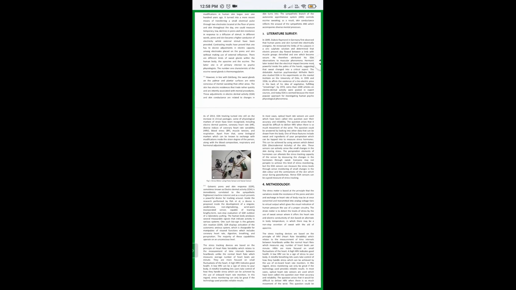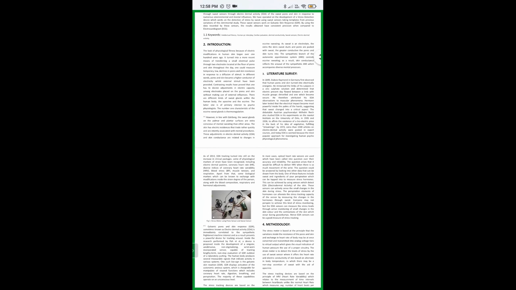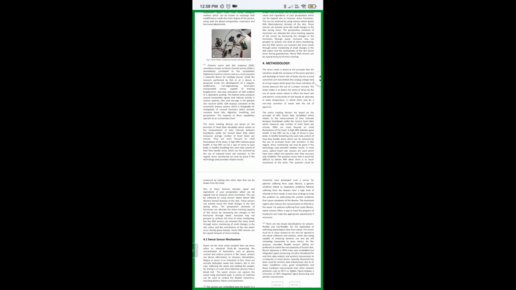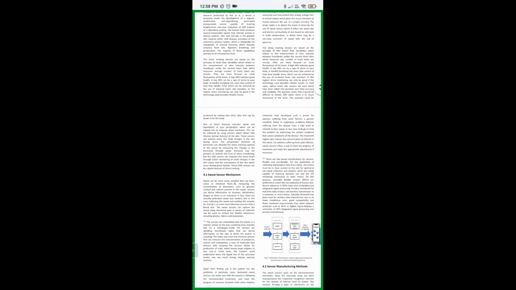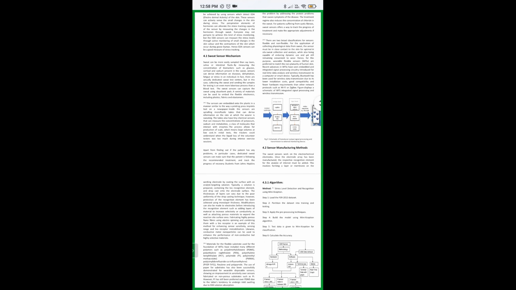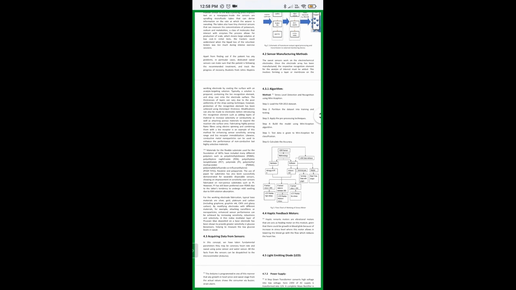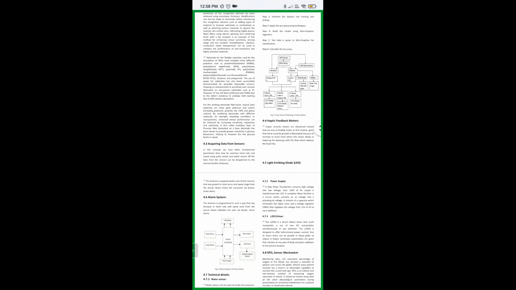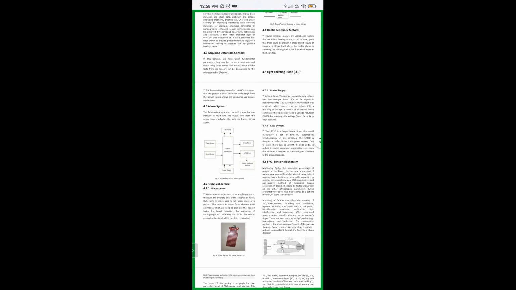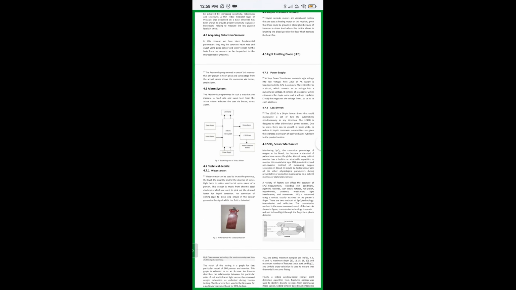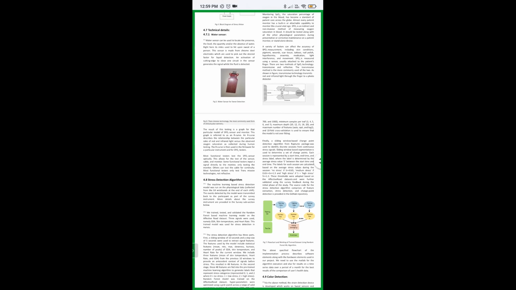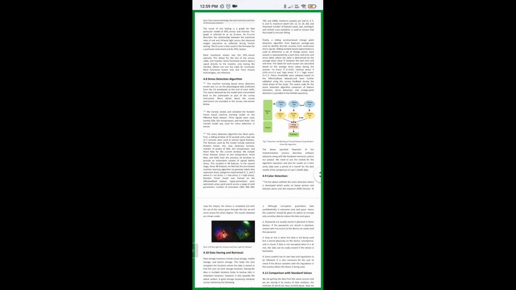This is the introduction, the literature survey, the methodology of a sweat sensor mechanism, the exact mechanism of the sweat sensors, the sensor manufacturing method, and the stress detection algorithm which we have used. Then the haptic feedback motors. There we get the result as 0, 1, or 2, and the different components of the deployment of water or sweat, and the color detection.